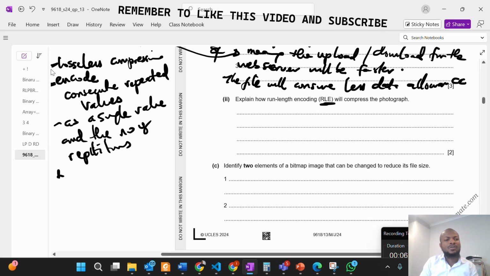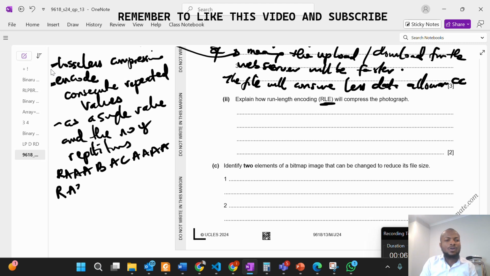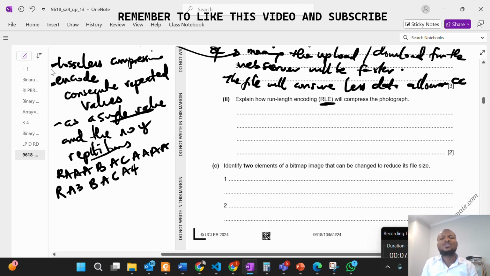So that means if I have R A A A B A C A A A A. The consecutive means they must be occurring together. So this will be R A3 or 3A, B, A, C, and how many A's is this? 4 A's. Is that understood? So this is what it means. The consecutive values are written as a single value and the number of repetitions.